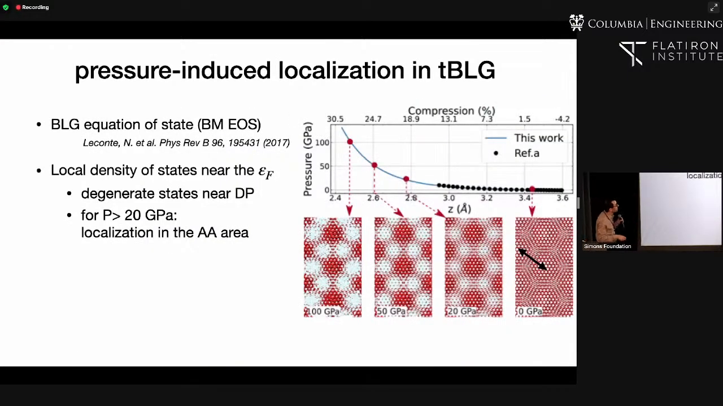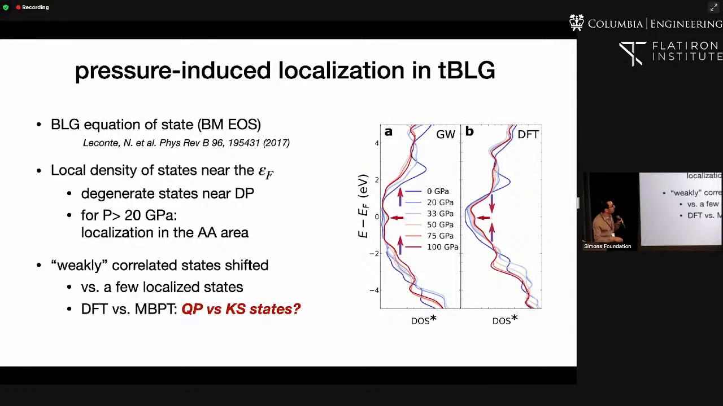And then we started to compress the material. As you go to very high pressures, you indeed see that you start to localize your states in some portions in the AA stacking region of your bilayer. If you look at the densities of states, DFT and the fully self-consistent GW that we performed tell you a very different story. DFT essentially tells you that the gap of the system starts to close and you have a lot of hybridization, but GW tells you that all the weakly correlated states are just simply shifting in energy, they don't care, and then something is happening at the Fermi level.